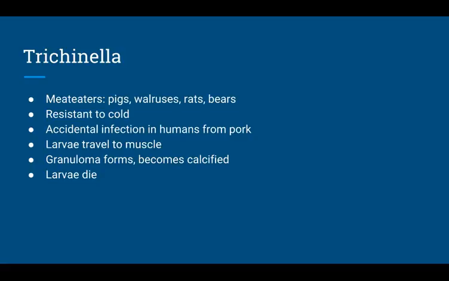It's found in meat eaters like pigs, walruses, rats, and bears. These are resistant to cold temperatures, and humans get this usually from pork, and they travel through the intestine and into the muscle and get into our muscle cells and form a little cyst. It starts to have an infiltrate, a granuloma forms and becomes calcified, and because we're not the normal host, it will eventually just die.